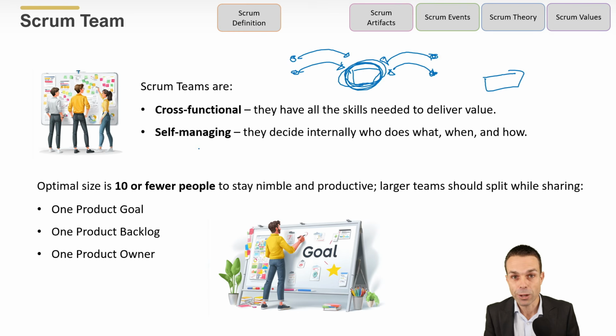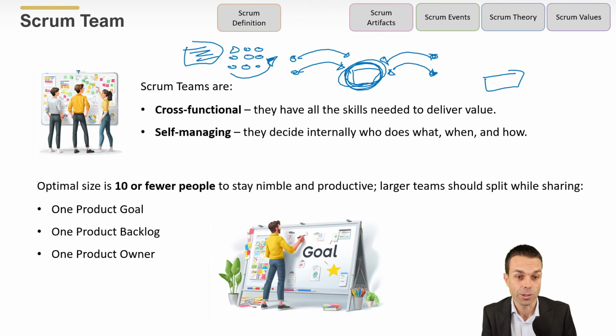And so they're also self-managing. They decide how they perform the work. So no one tells them how they perform the work. They see what they need to do in the product backlog, and then they break it down, and then they decide exactly how it's broken down and how they're going to deliver those items and develop those items.